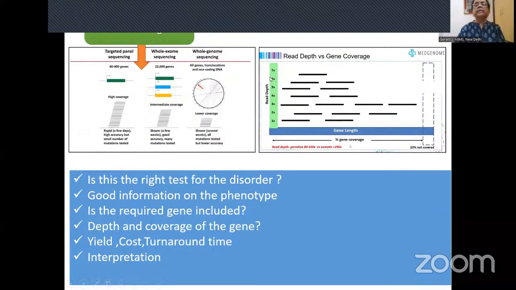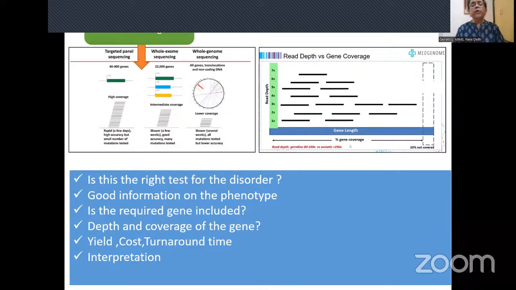The read depth means how many times that particular region has been sequenced, because as you increase the number of times the region has been sequenced, the specificity increases. In usual clinical practice, nowadays we are accepting about 30x to 50x, and at times you will see that they have covered it 100x or something.